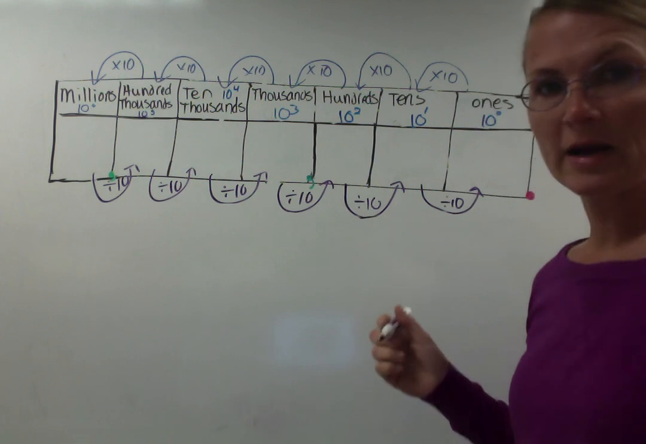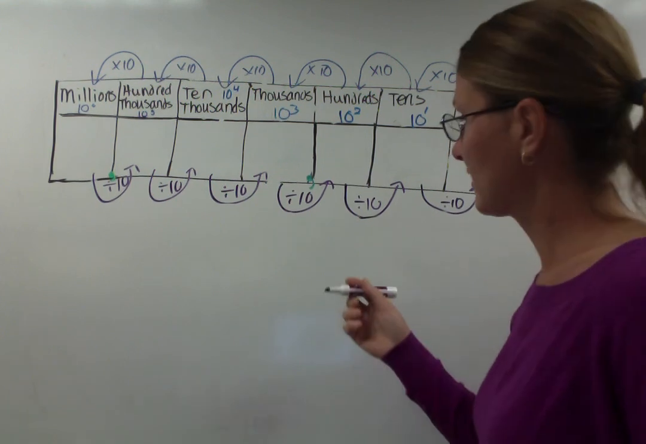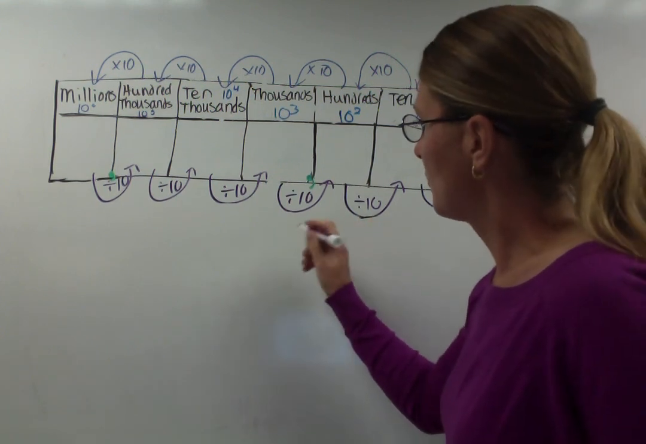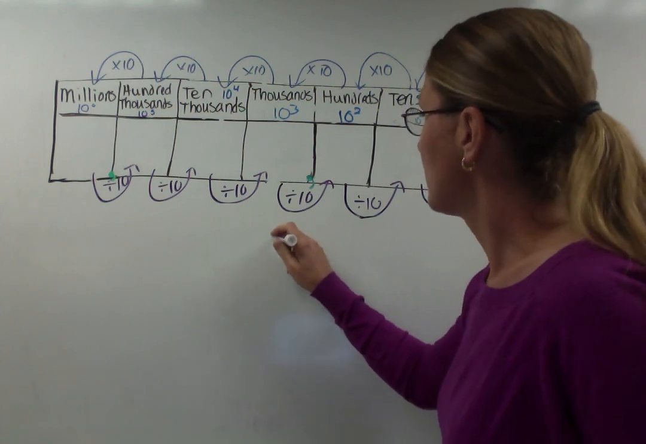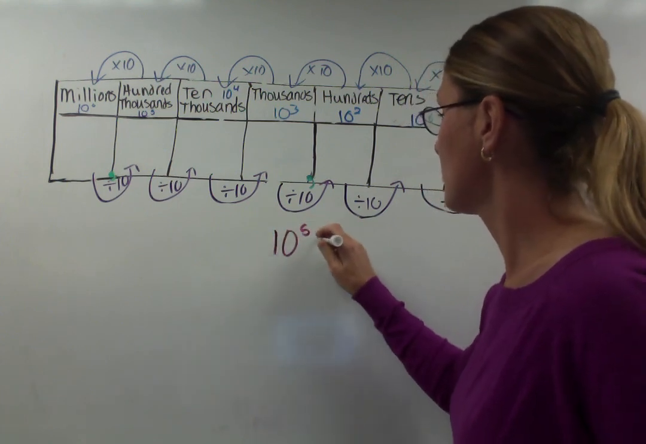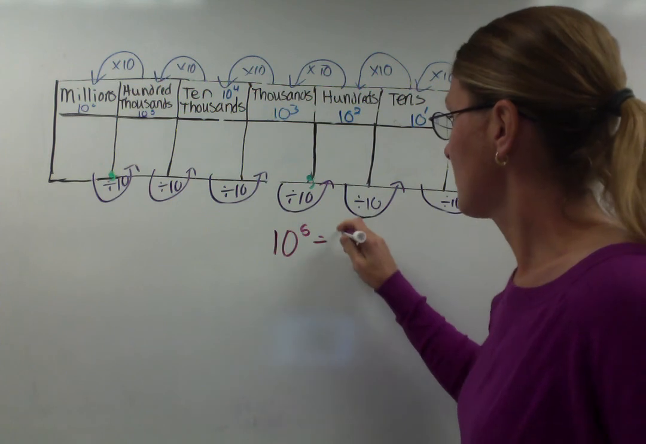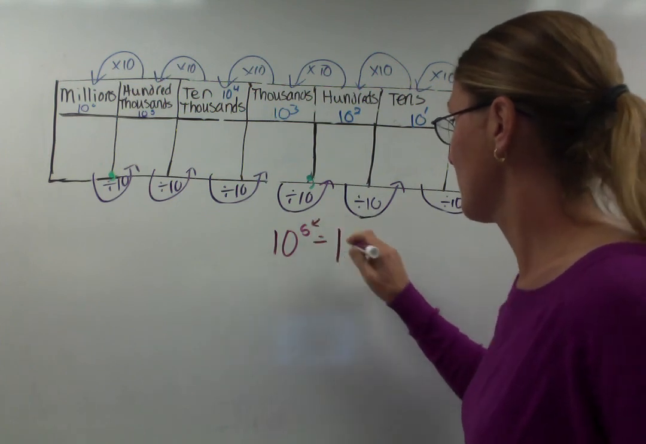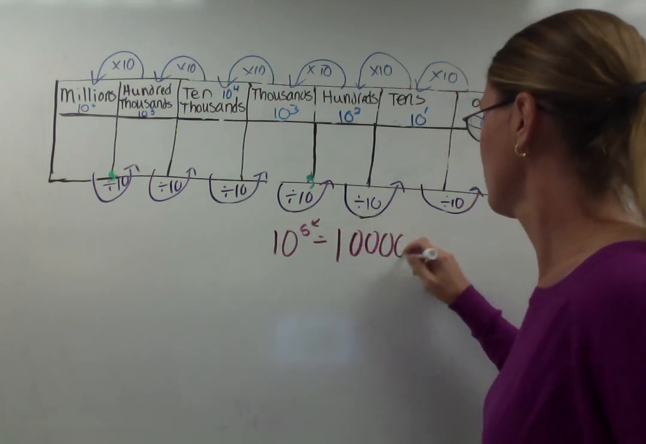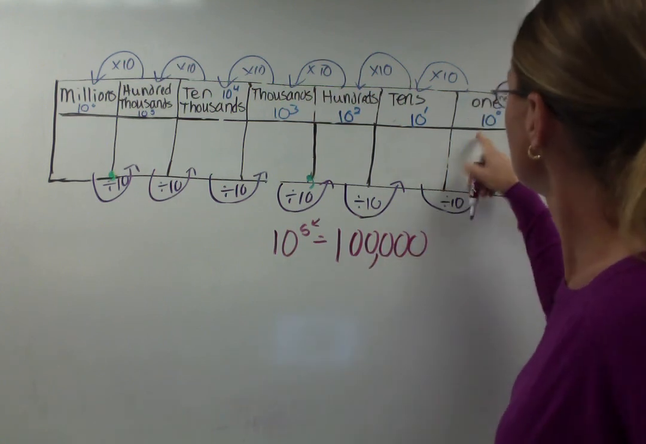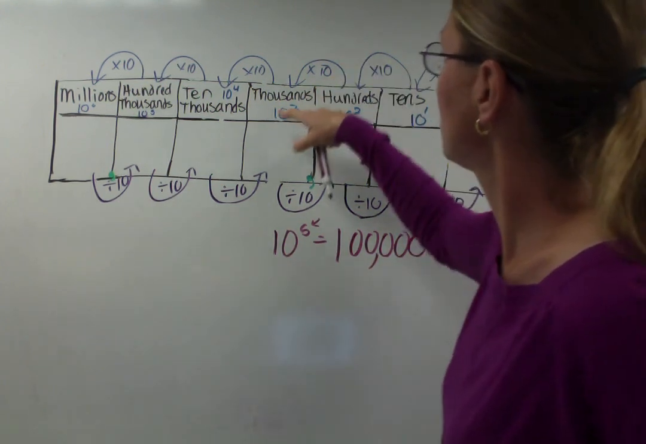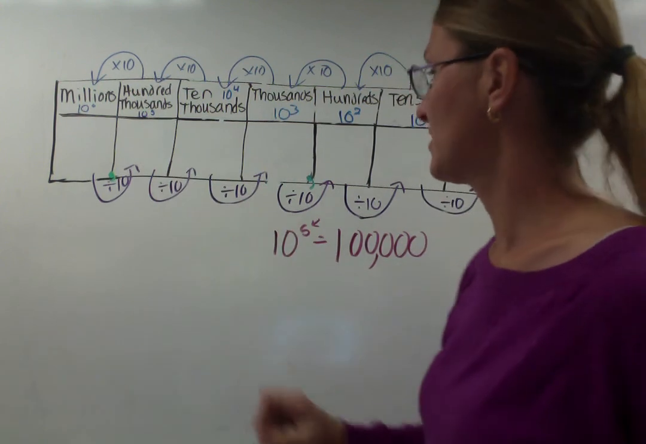And just like we were talking, there are shortcuts, kind of like there were the other day. If you know that 10 to the fifth is a 1 with 5 zeros after it, 1, 2, 3, 4, 5, 100,000. 10 to the fifth is 100,000.